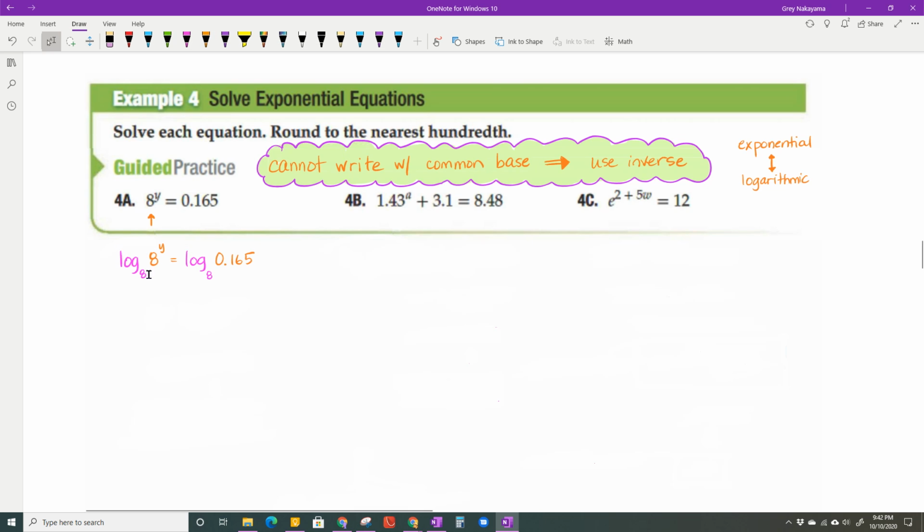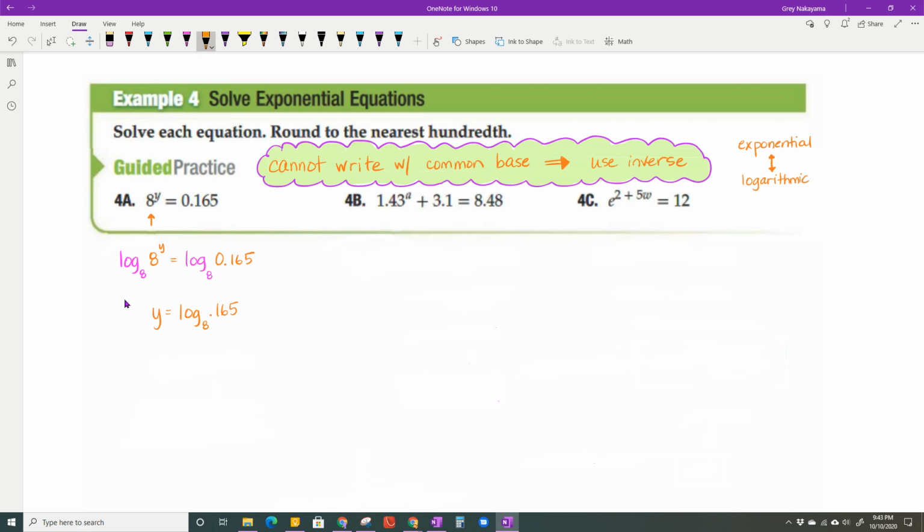I'm going to take the log base 8 of 8 to the y equals the log base 8 of 0.165. Okay, now why do I do that? We've talked about these are those White House problems that I talked about earlier. Log base 8 of 8 to the y is y. Where'd my y go? There it is. Couldn't find my y. And then I just have log base 8 of 0.165.